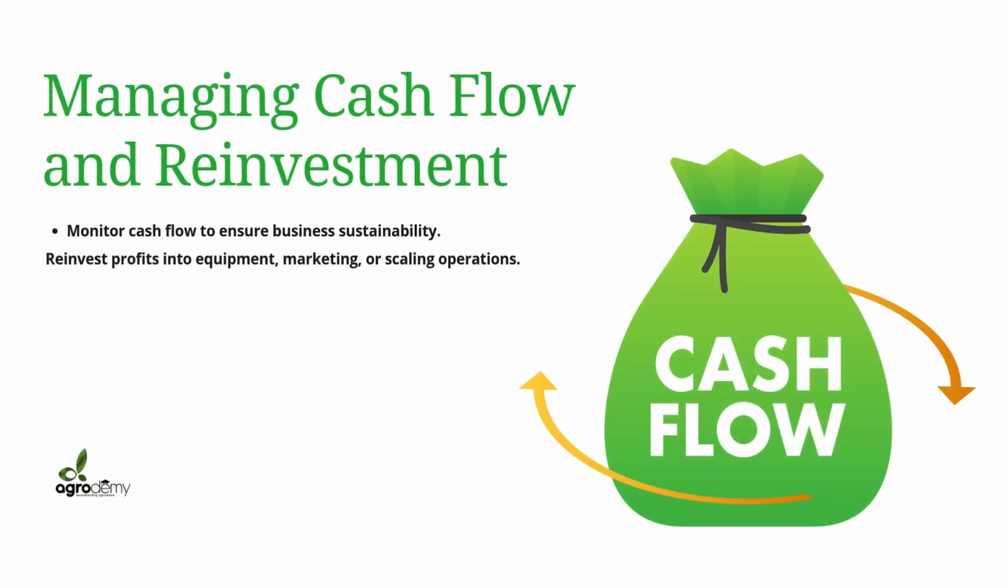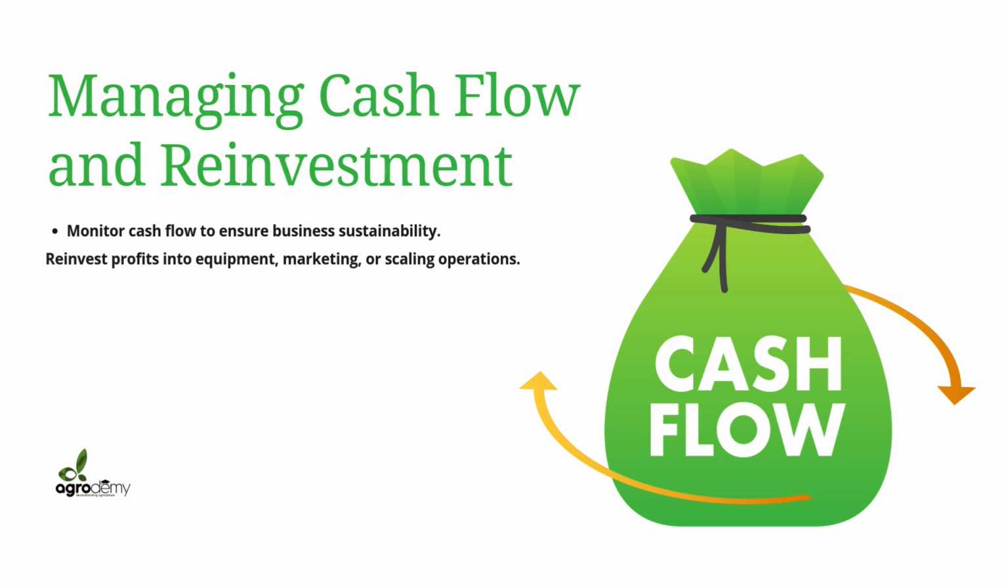Another thing you also have to note is managing your cash flow and reinvestment. So you have to monitor the cash flow that is coming into the business, whether it is by cash or whether it is maybe by transfers, or the different ways that you're getting the money from your customers. You also have to monitor that. Maybe you could use an app. There are so many apps these days that help you to track your orders and then see how the business is going. So this is very important to ensure business sustainability. Also remember to reinvest your profits into equipment, marketing, or scaling operations.